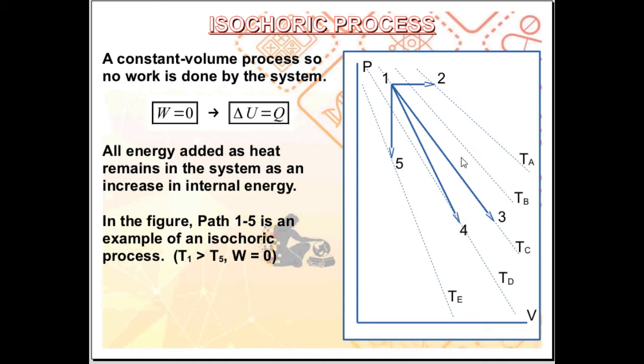In the figure to the right, path 1,5 is an example of an isochoric process. From initial state 1 to final state 5, the volume is constant, which means work done is 0. In this process, the temperature changes from T1 to T5, from Tc to Te. Tc is greater than Te, so T1 is greater than T5. Heat flows into the system, resulting in an increase in the temperature of the system, resulting in an increase in the internal energy of the system.